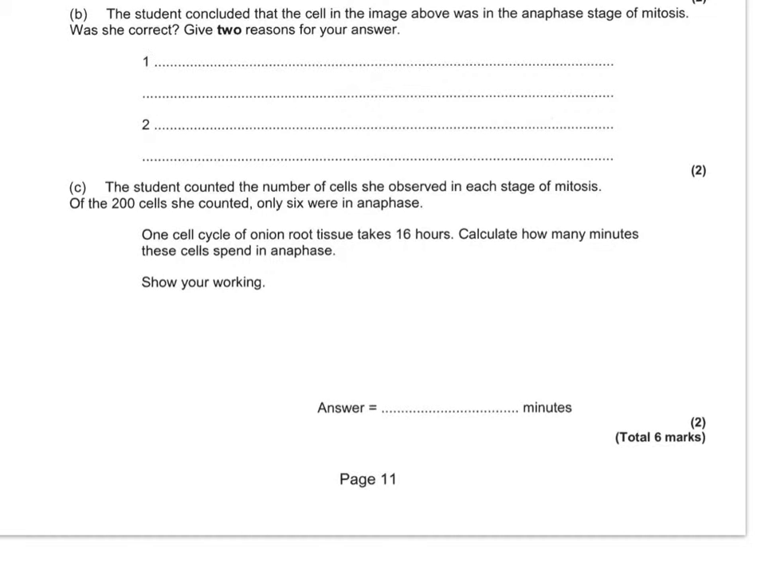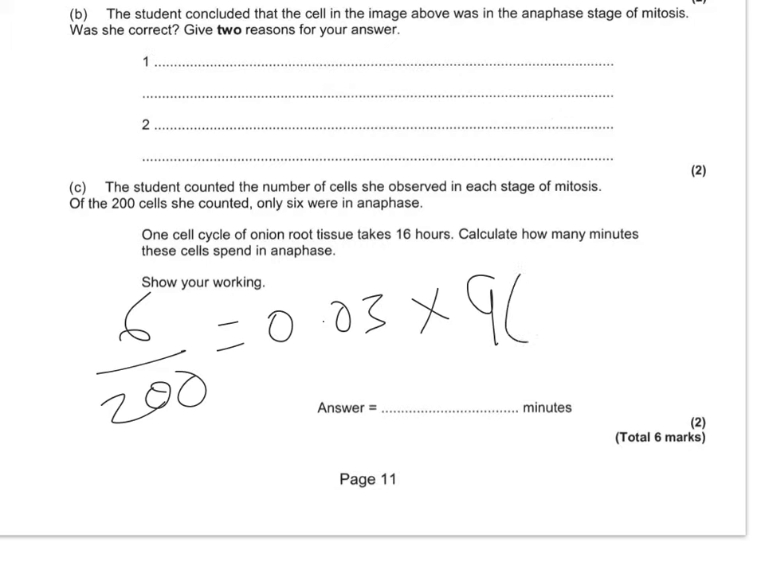For this question here, you need to work out the proportion of cells that are in anaphase. So 6 divided by 200 is equal to 0.03. The number of cells is also proportional to the amount of time that it spends in that stage. So you need to times that by 960, which is the number of minutes in 16 hours. You got that from doing 16 times 60. So 0.03 times 960 will give you an answer of 28.8, or simply 29 minutes.